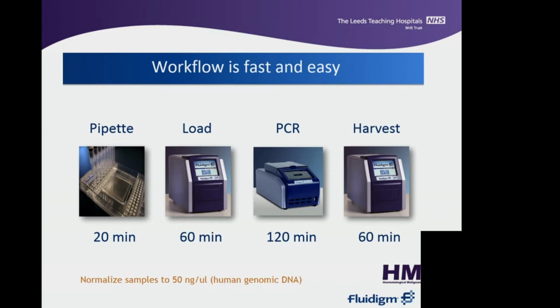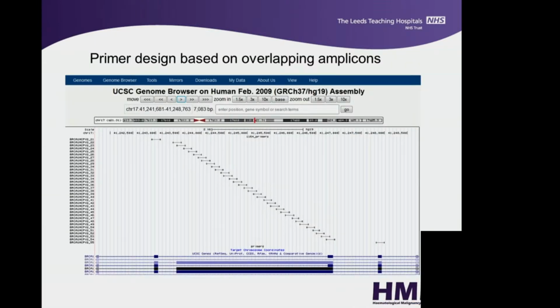We resequence probably about 20% of our samples. Rather than doing Sanger validation, we actually find it's cheaper and easier to resequence through the same system. So we resequence about 10 to 15 samples a week. And again, I'll explain what that sample set is.